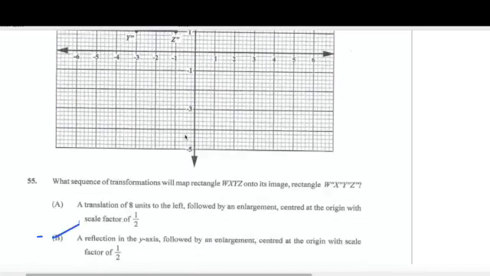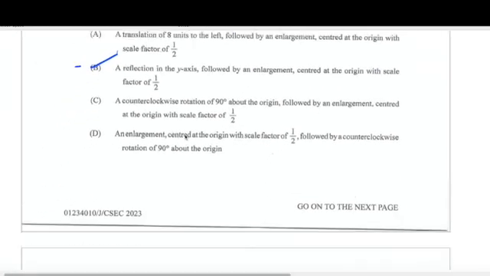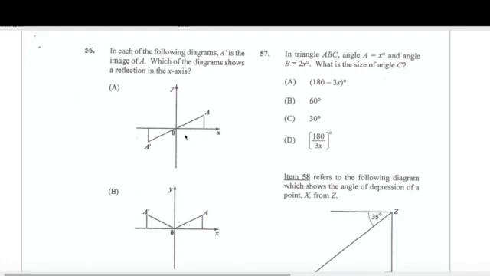So the reflection, and we can see it's not a translation. A translation is if we literally took up the entire rectangle and moved it here. So that means that W would have been here and X would have been here. But no, that's not what's taking place. So it's definitely the reflection first, and then the enlargement of 1/2, which shows that it is getting smaller. Absolutely.